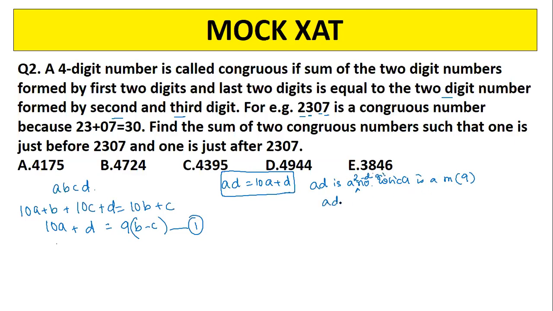So what can be the possible values of AD? 18, 27, 36, 45, 54, 63, and then 72, 81, 90, and 99. Okay? These are the possible 2-digit numbers for AD. Correct? I hope this is clear to you.